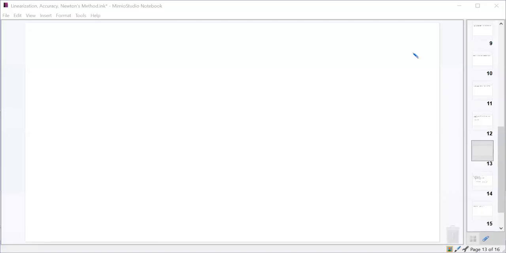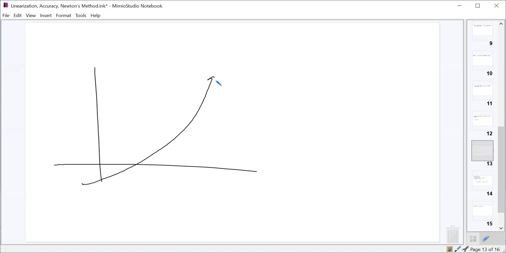Today, we're going to start with Newton's method. And we're going to draw a pretty picture. Here's a function. Here's the function f of x.